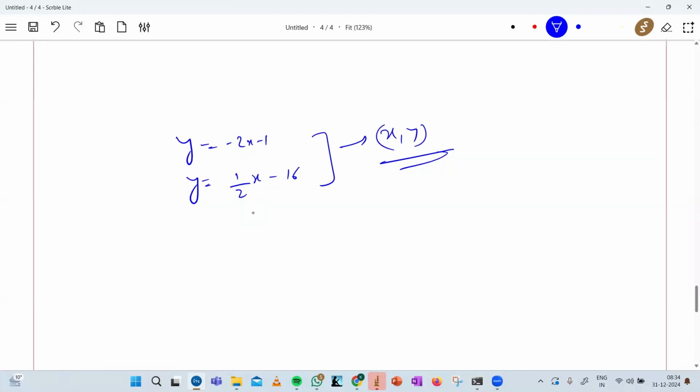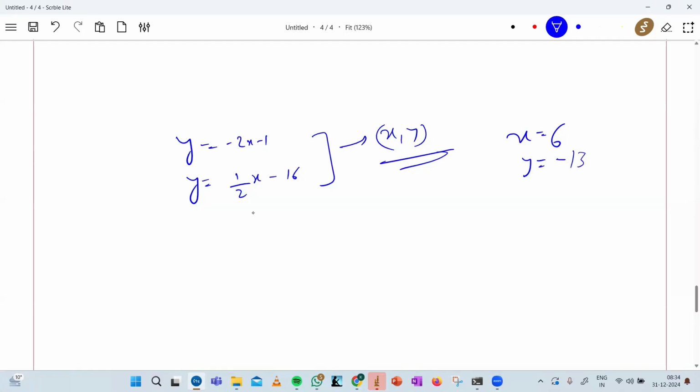Is x equal to 6 and y equal to -13? I got x is equal to 6 and y equal to -13. -30, no, 13. Okay, 13.